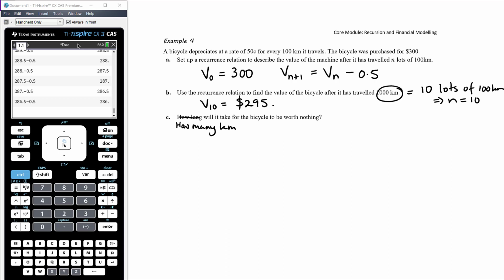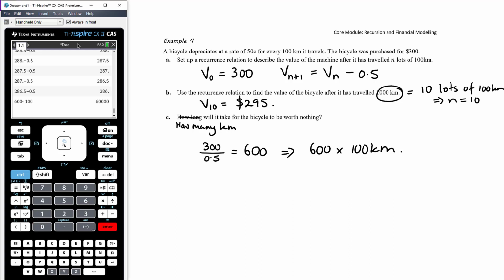Okay, so what we actually want to think about is how many lots of 50 cents there are in $300. If we were just to keep recurring, we would be here a very long time. So $300 divided by 50 cents. How many lots of 50 cents are there in $300? There's 600 lots of 50 cents. So this means it's going to be 600 times 100 kilometres that we'd need to travel. So that means we're going to have done 60,000 kilometres on our bike in order for it to be worth zero.